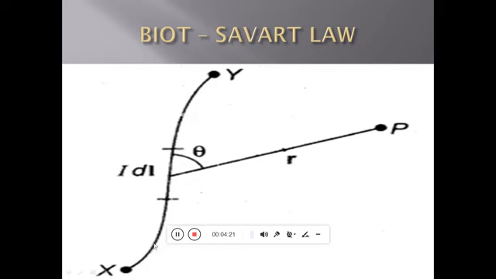So suppose this is the wire in which current is flowing. Let its length be dl. dl is the length of that small current element. I is the current flowing through it. P is the point which is at distance r from this length element, at which you want to find the value of magnetic field, because when the current is flowing through a wire, there is a certain magnetic field around it, right? So this law told the value of that magnetic field. Now theta is the angle between the current element and the axis of that point.